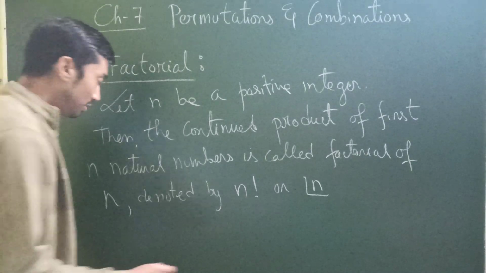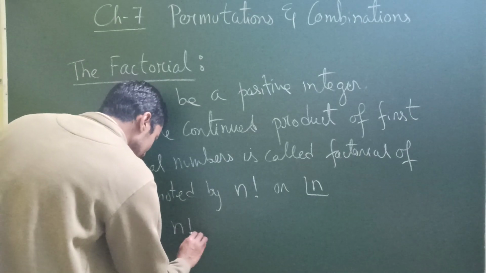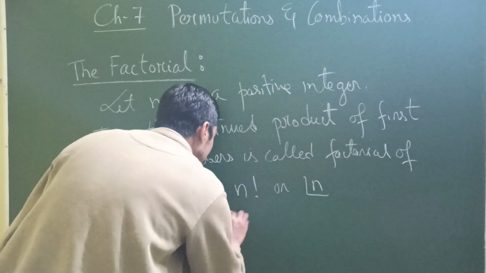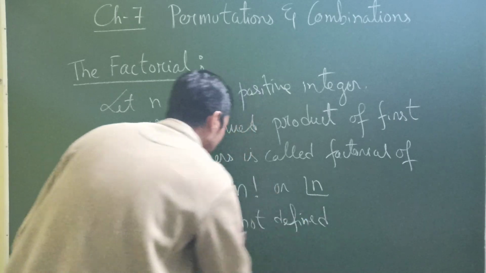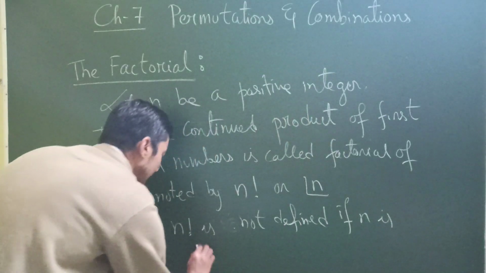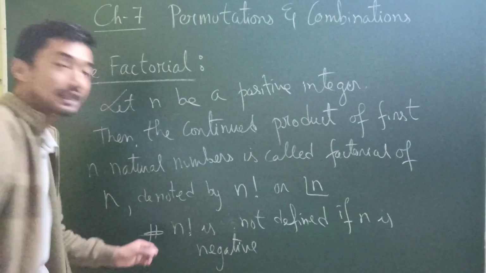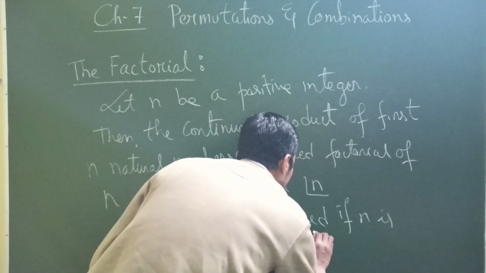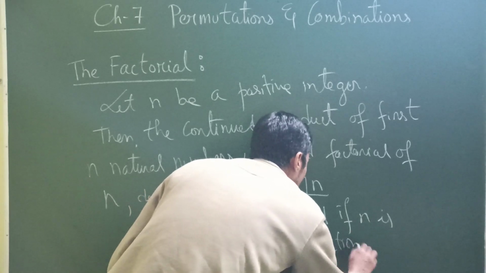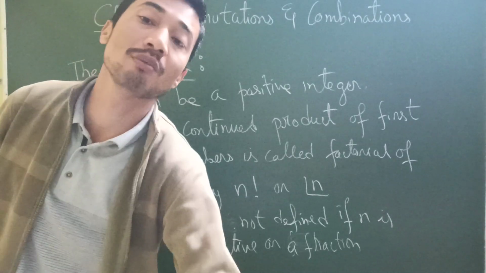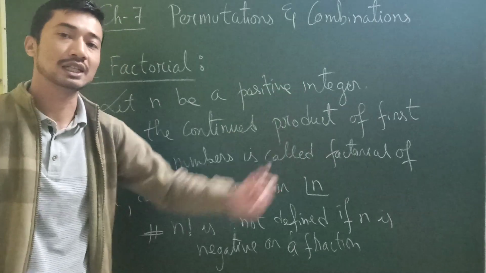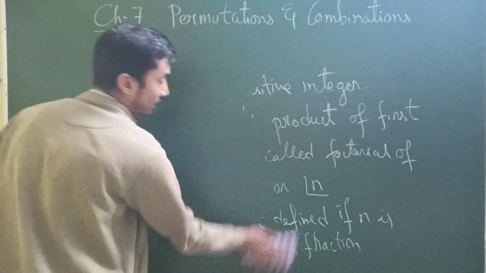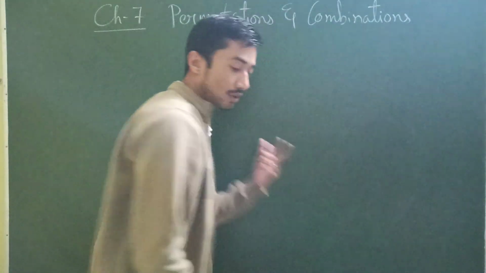All right, now please do remember that this factorial notation, that is n factorial, is not defined if n is negative. That means this factorial notation is not defined for negative integers, if n is negative or a fraction. That means this factorial notation is defined only for positive integers, and then we continue its expansion till the last natural number. You can pause the video and write it down if you wish. Not if you wish, actually, you should write it down. Very, very important this concept, because this concept will lead you forward with this particular chapter.